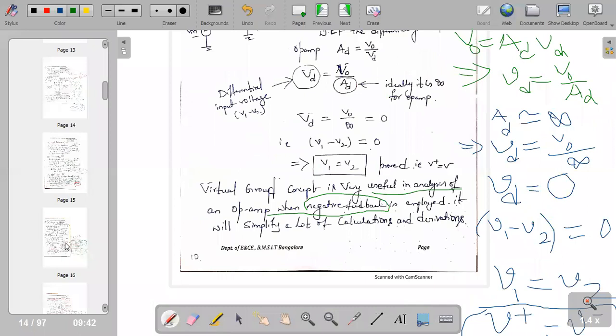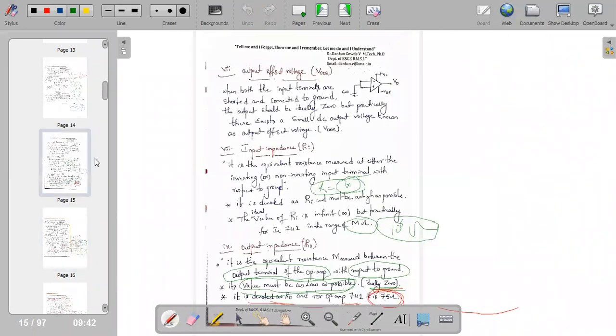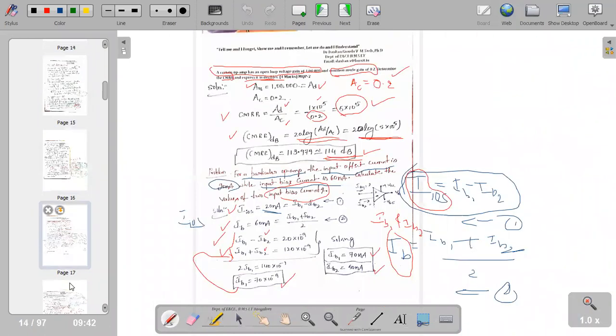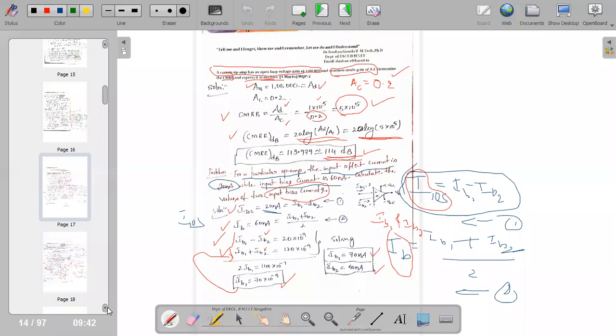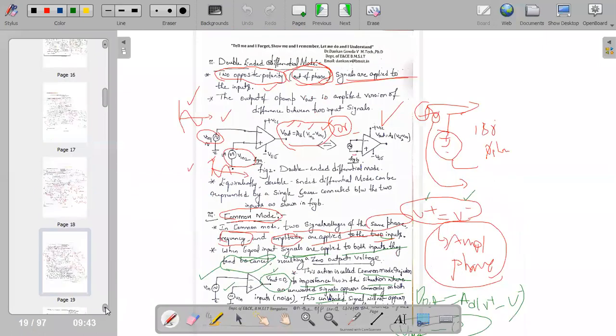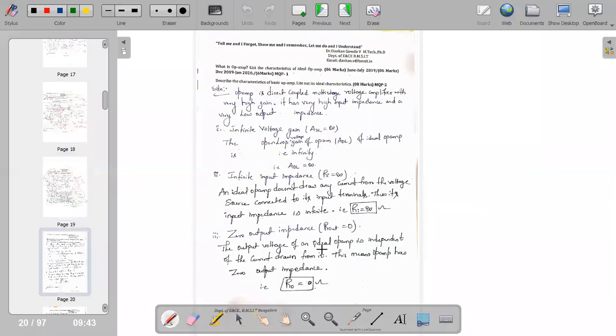Now after this, let us consider another question. See, this is another question they asked in the examination.